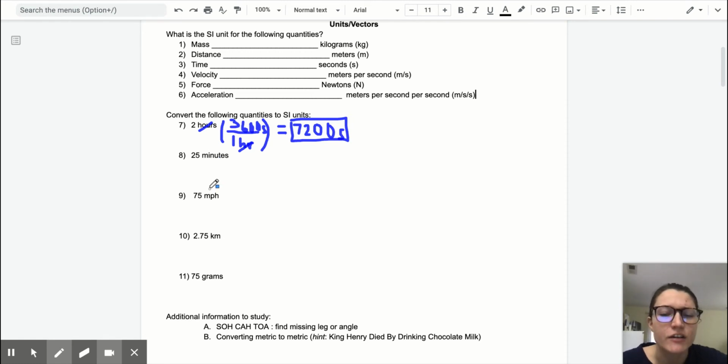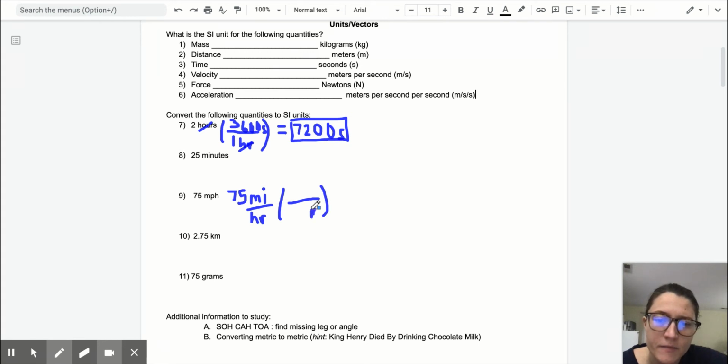In number 9, we have a unit rate. So in this case, we have miles per hour. I always like to rewrite these as a unit rate, so it's a little bit easier to picture. MPH is miles per hour. Okay, to get rid of our miles, we need miles in the denominator. For distance, we need meters. So we're going to need meters in the numerator and miles in the denominator.